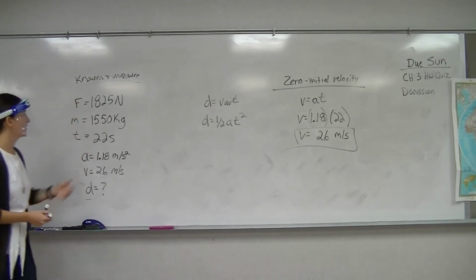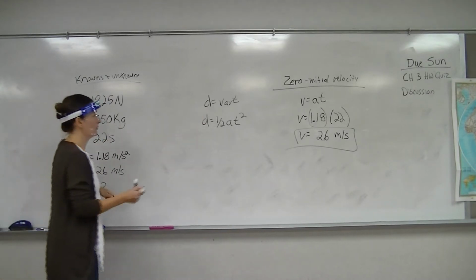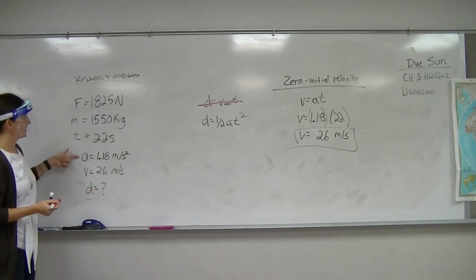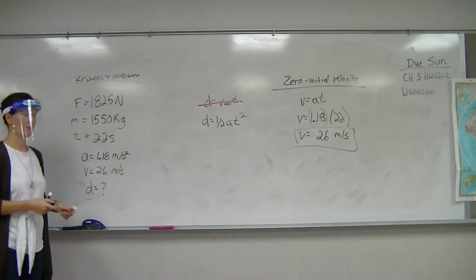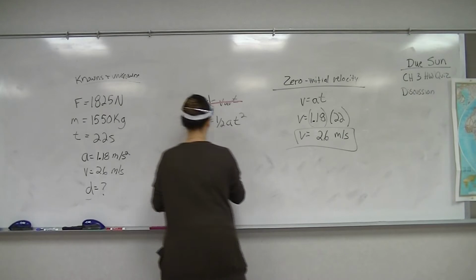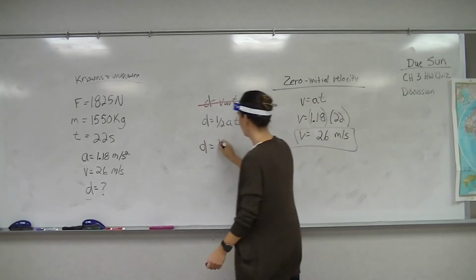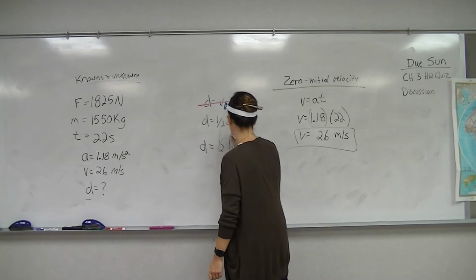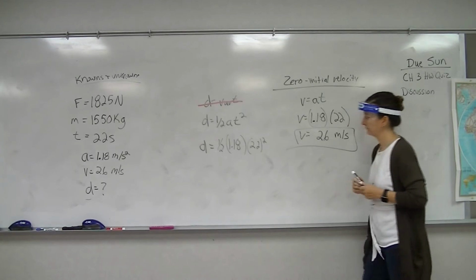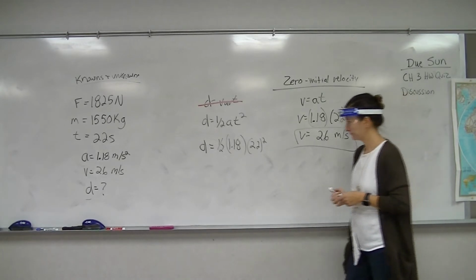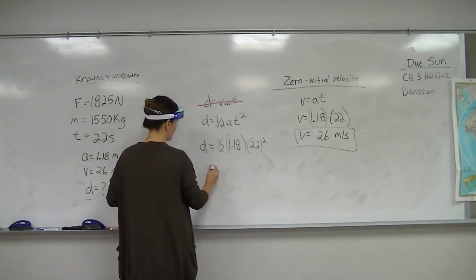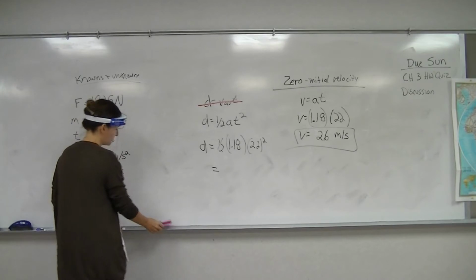In this case, we don't have the average. We could solve for it if we wanted to, but that would require another equation. But we do have acceleration and time, so that's why I would pick the second one, just to save myself a step. So 1/2 times 1.18 times t, which is 22 squared. This one we got 3 sig figs, that has 2, so our answer should just have 2. Which is going to be some weird rounding, I have a feeling.